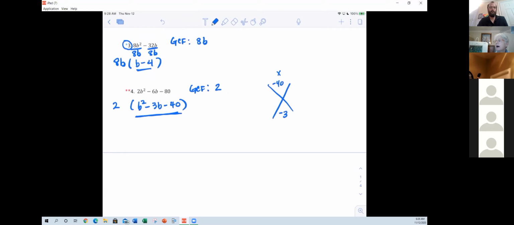-8 and 5. So it's going to be -8 and +5, right? Because -8 times 5 is -40, and negative 8 plus 5 is negative 3. So all you have to do here is write your two little sets of parentheses.